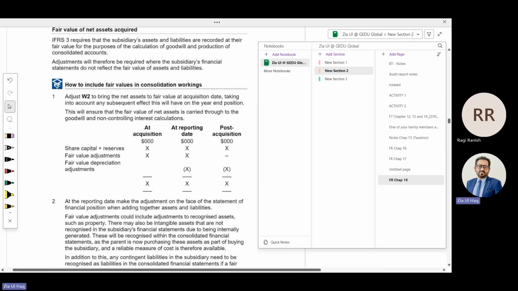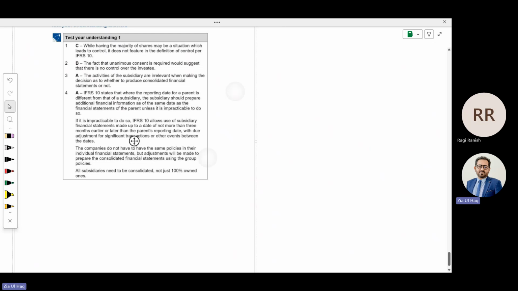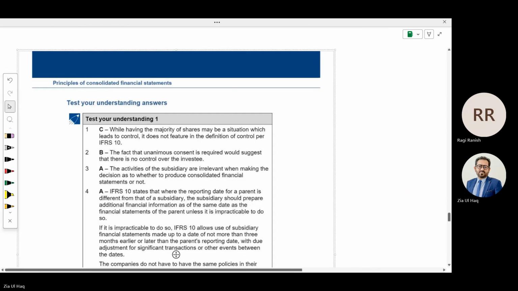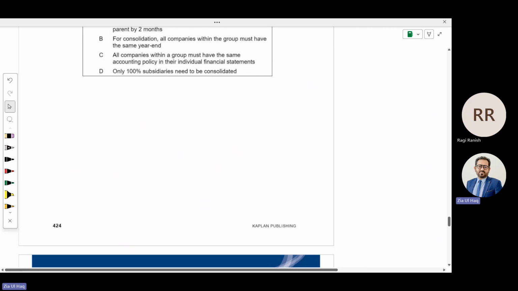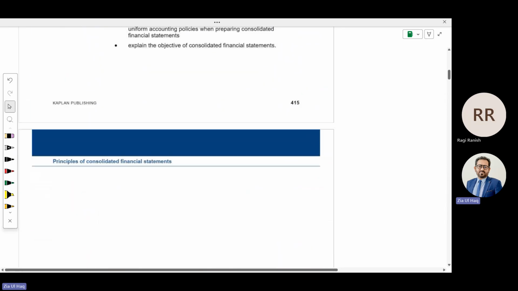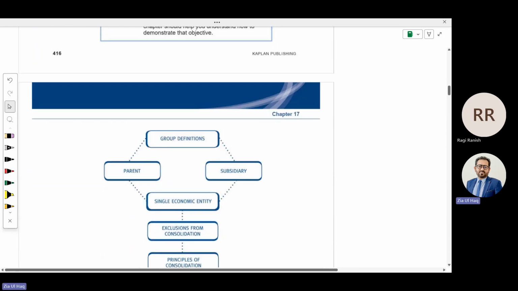I'm leaving this chapter here. We are moving towards the theory chapter, the pure theory of consolidation, because we could face some MCQs from consolidation based on theory as well, because the previous chapter 17 is totally theory. So let's discuss this.